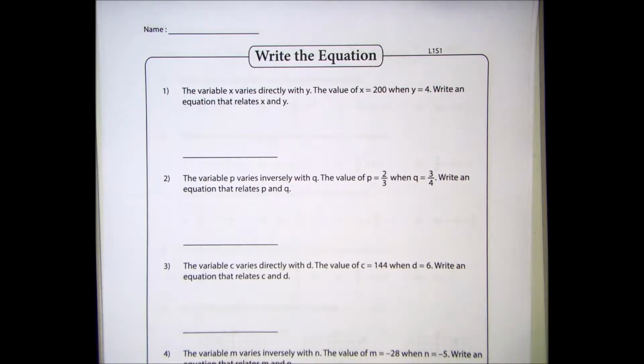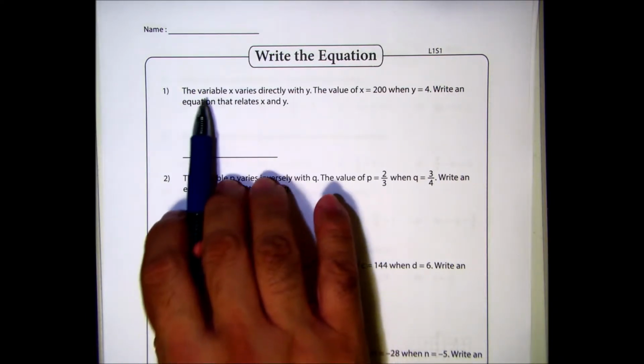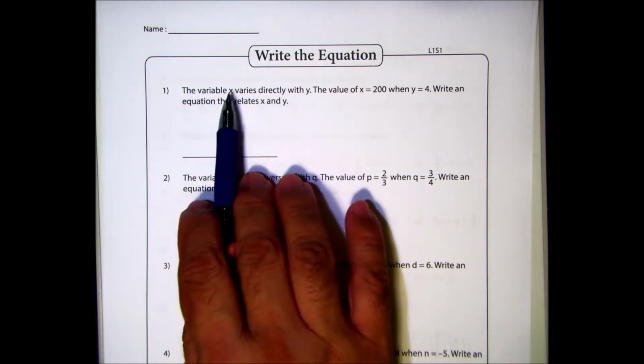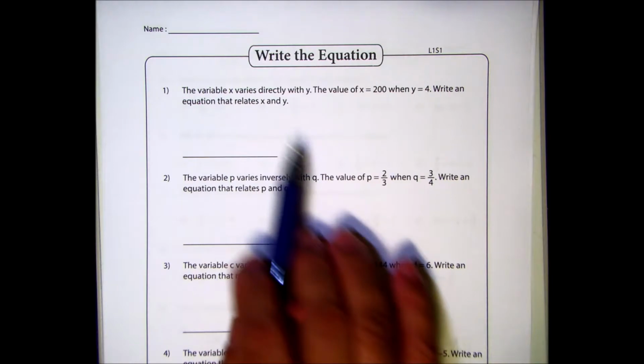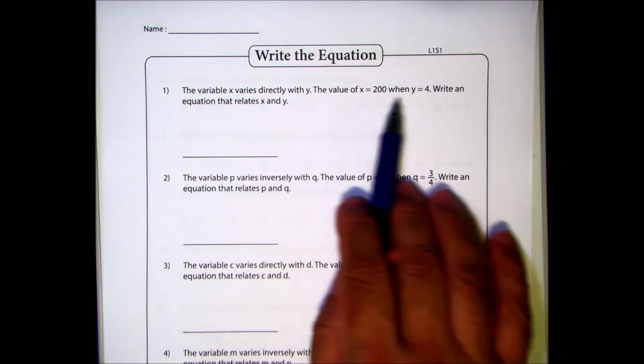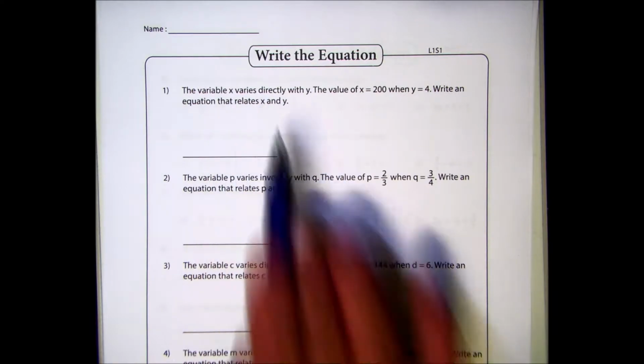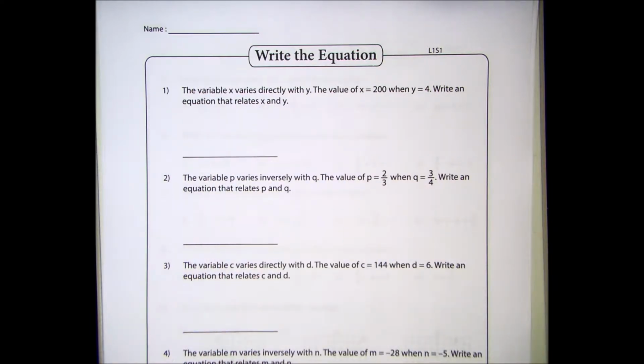Now this one looks very similar. It starts the same way. The variable x varies directly with y. So that description of the relationship between x and y is there, and they give us information about x and y. But the directions are different. It says write an equation that relates x and y. So we still need to find k, but once we find k, it's not enough to say what k is. We're going to put it back into the equation.